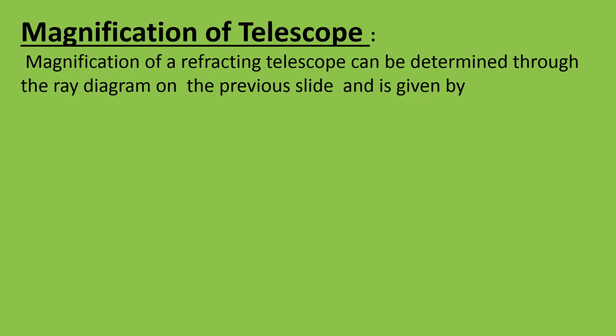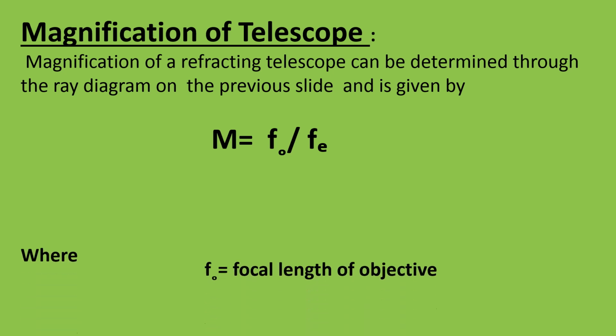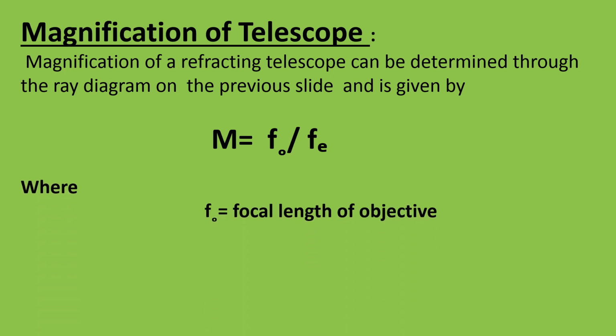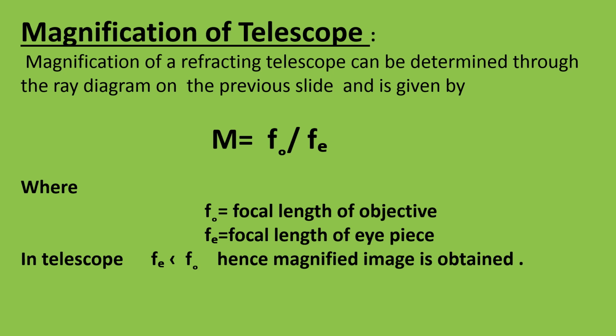Magnification of telescope. Magnification of refracting telescope can be determined by the following formula: m is equal to FO over FE, where FO is the focal length of objective and FE is the focal length of eyepiece. FE is always less than FO in the case of telescope, hence magnified image is obtained.